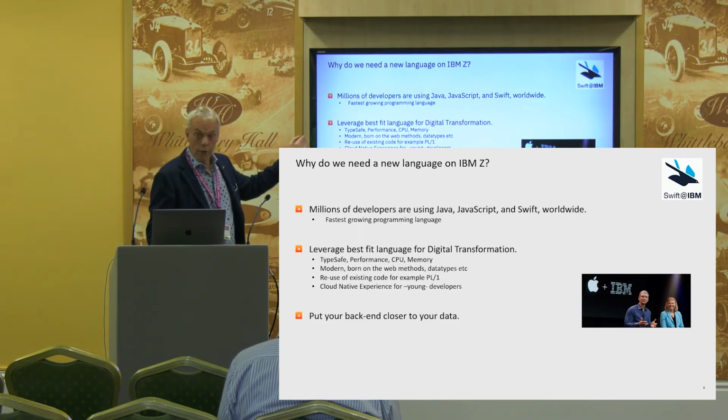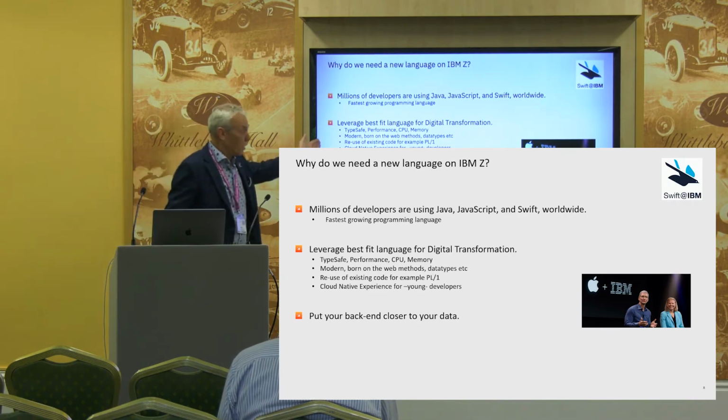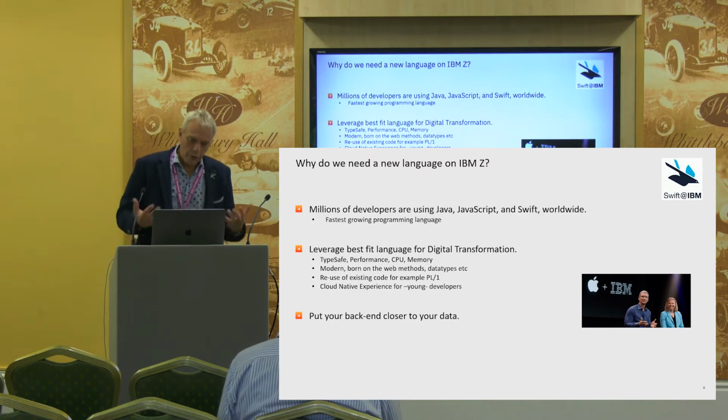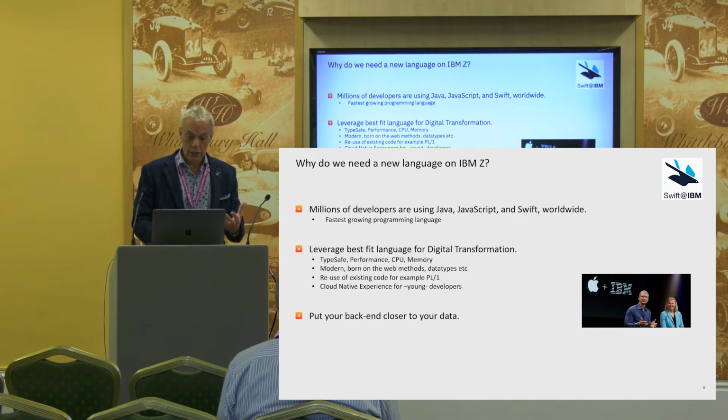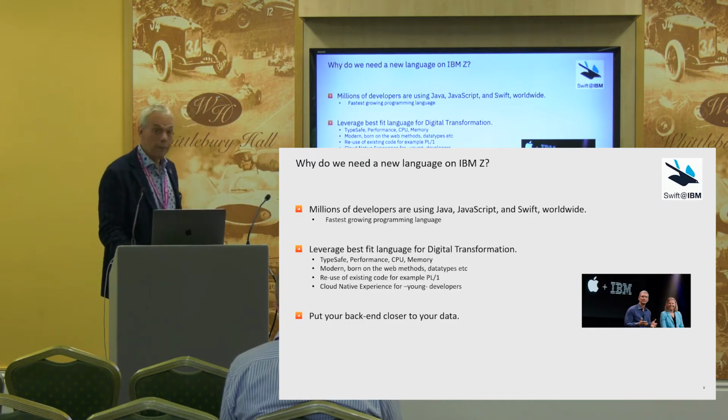And from a performance, CPU and memory standpoint, its performance is pretty awesome. So that's why. And of course, you have the cloud native experience. And as always, one of the use cases is that if you run an application on Swift on z/OS, it should be close to the data. It doesn't make sense to develop something on Z that doesn't have any relation with the data or applications that are already out there. So with that said, I'm done.